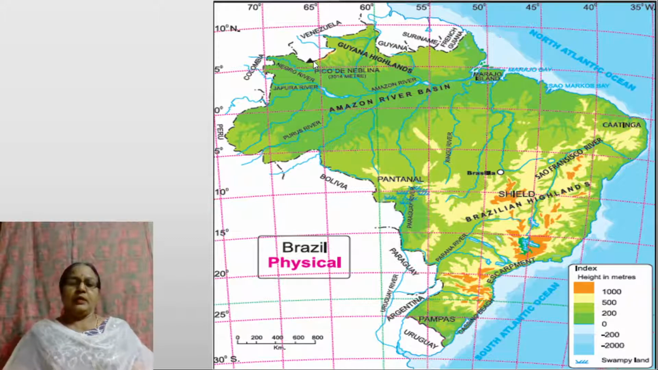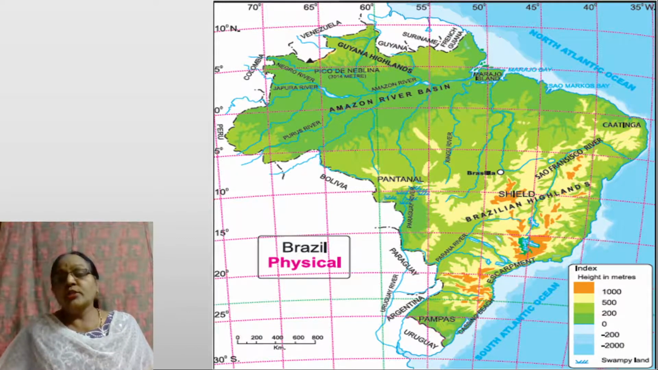Now, the ocean, that is the North Atlantic Ocean, can be seen along the eastern as well as the northern part of Brazil.